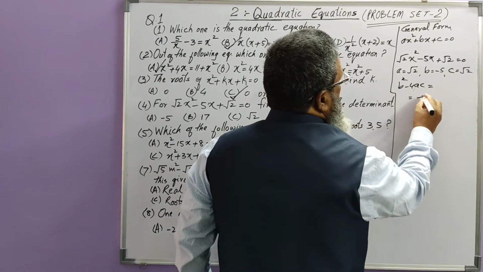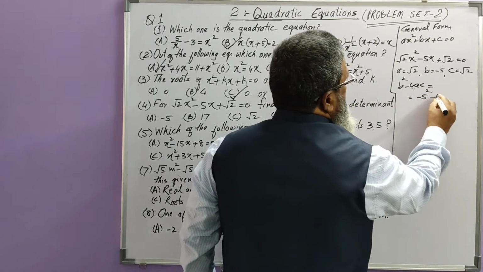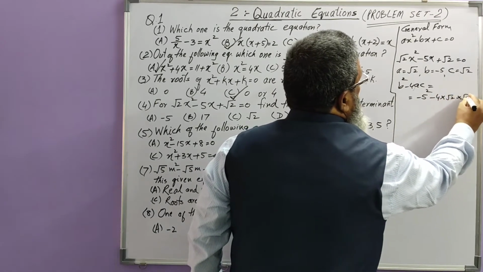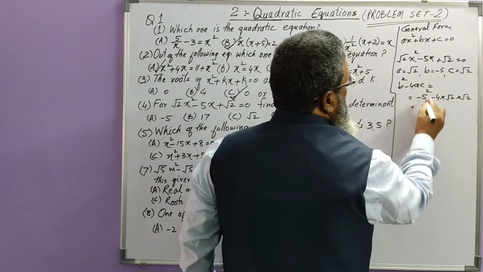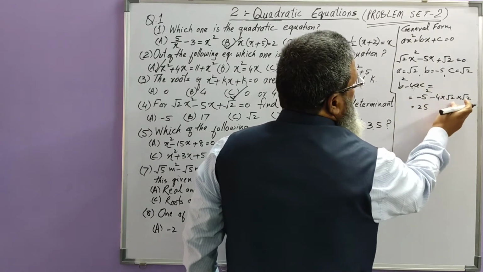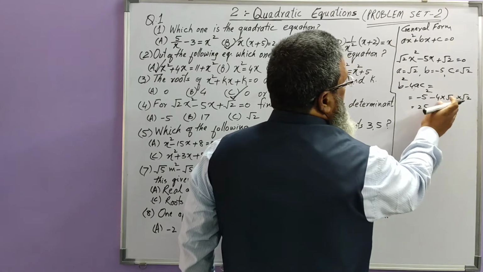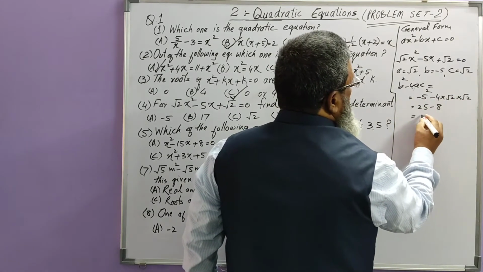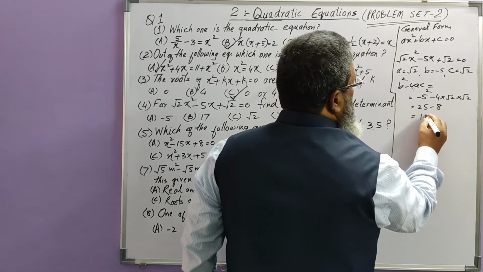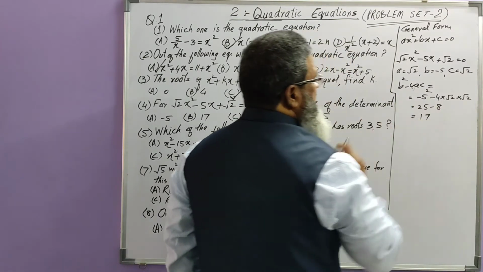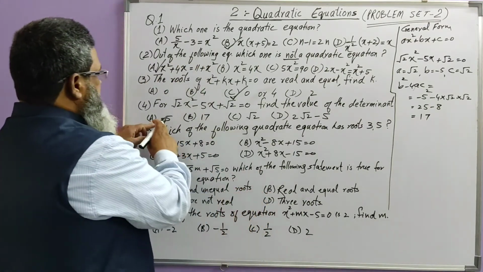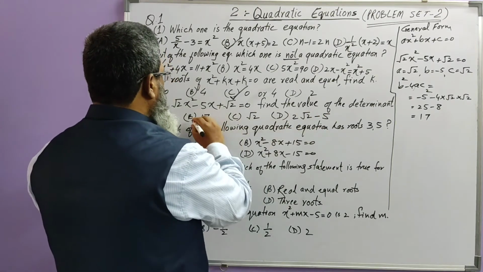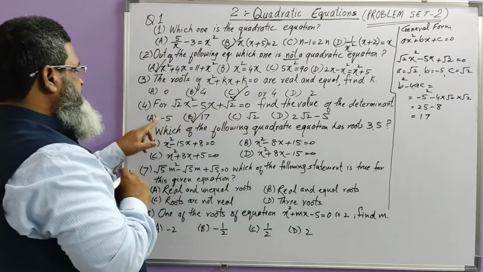B square means minus 5 square, minus 4 into a is root 2 and c is also root 2. So b square, 5 square is 25, and root 2 into root 2 is 2, into 4 is 8, and minus. So minus 8, this comes to 17. 25 minus 8 is 17. So this 17 is the correct answer.